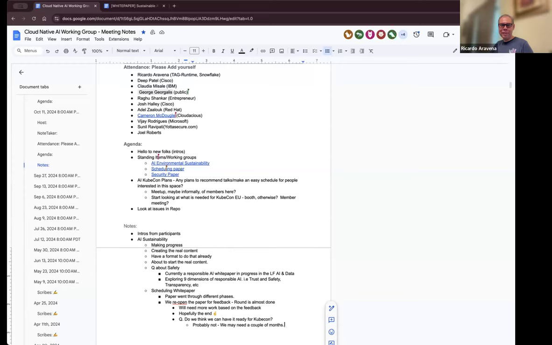Deep, we have a hand raised. Yeah, I have a question. Adil, so far this is the scheduling paper. I just want to know a rough idea: how long did it take to reach the stage where it is? How long have you guys been working on this scheduling paper? Some rough idea of how long it took to reach where it is now.